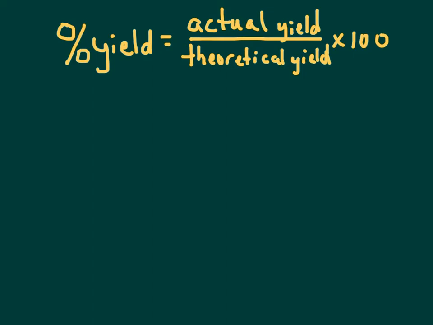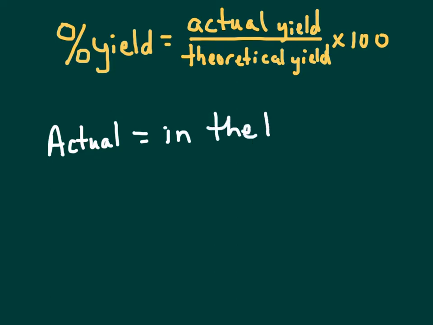First of all, this actual yield. Actual means what you actually get in the lab or was actually produced. So you're looking for words like "in the lab," if you see that, or "was produced." You actually made that. You came out with that. The actual, like on your test, would be the score that you got.